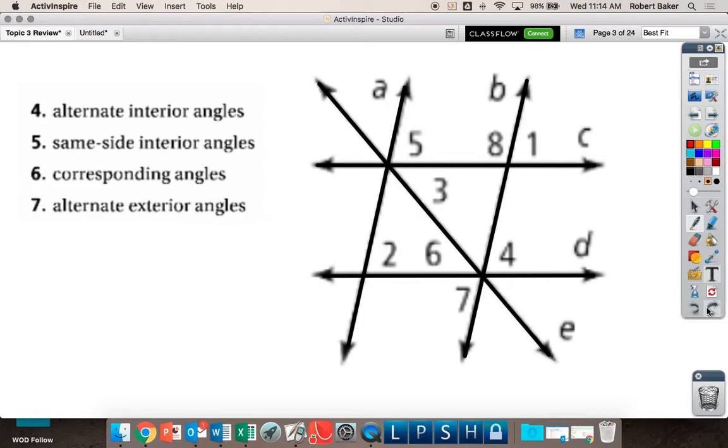Hey, number 7, alternate exterior angles. 7 and 1. 1 and 7. That's better. 8 and 4, no. The 4 is inside the line, so it's not an exterior part.